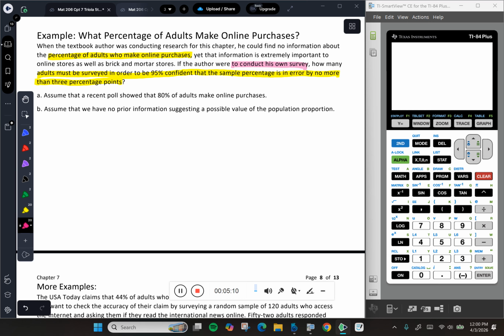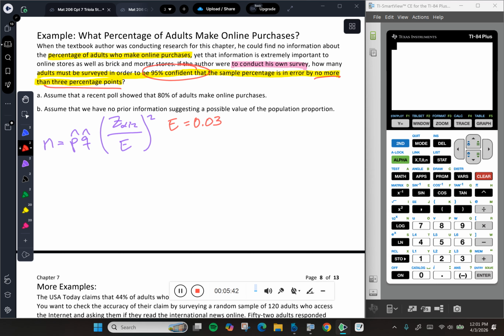And they want to know how many people to talk to. Well, I've got a formula for that now. I know that my sample size should be p hat q hat times z sub alpha over 2 divided by my margin of error squared. And if I want my margin of error to be no more than 3 percentage points, I'll put 0.03. And if I know that I'm creating a 95% confidence interval, then that's my 1.96.